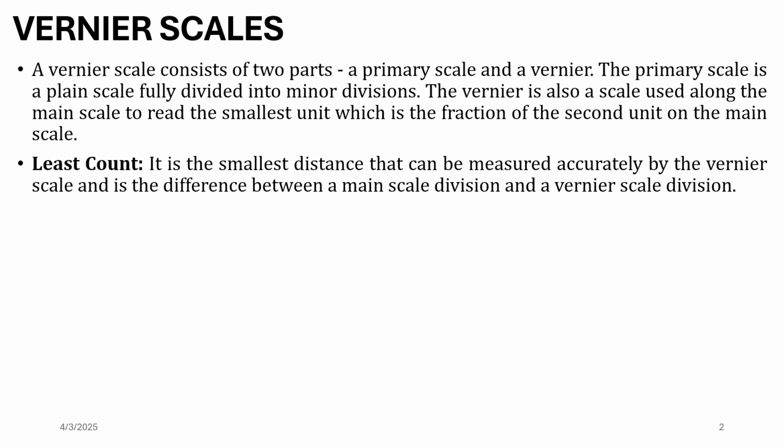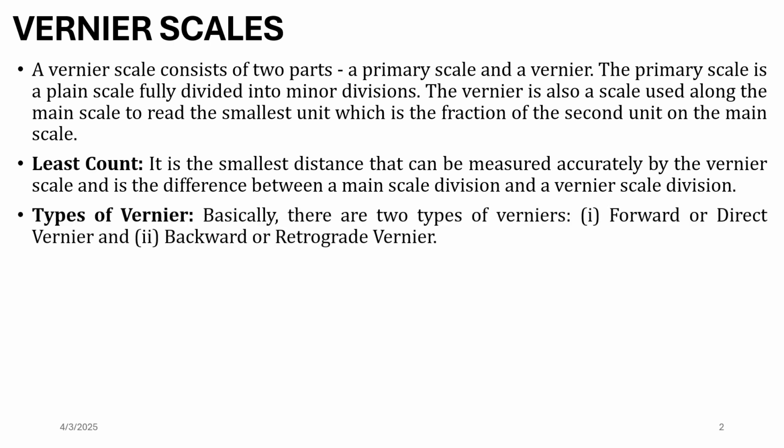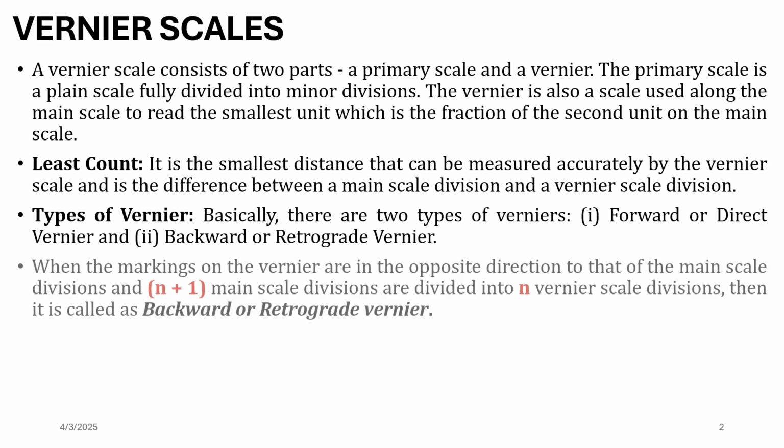The least count is the smallest distance that can be measured accurately by the vernier scale and is the difference between a main scale division and a vernier scale division. We have two types of verniers. One is forward or direct vernier. The second one is backward or retrograde vernier.